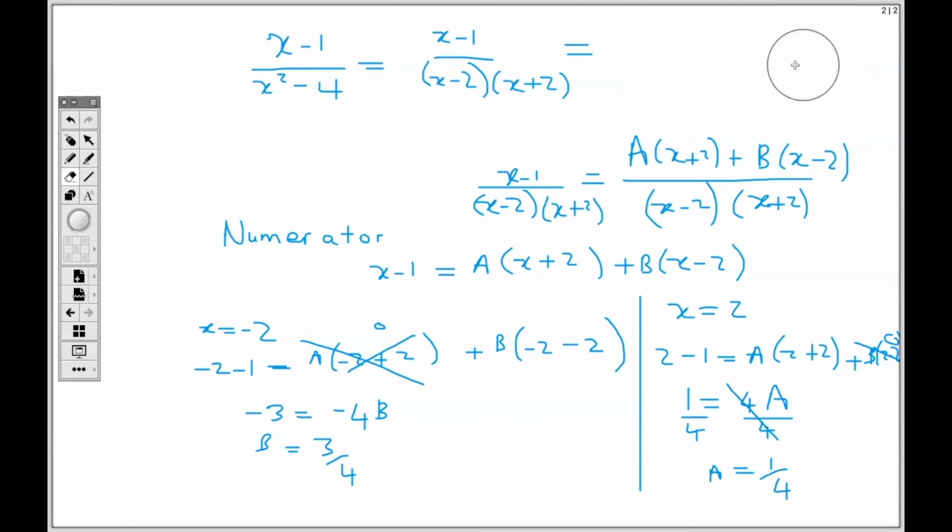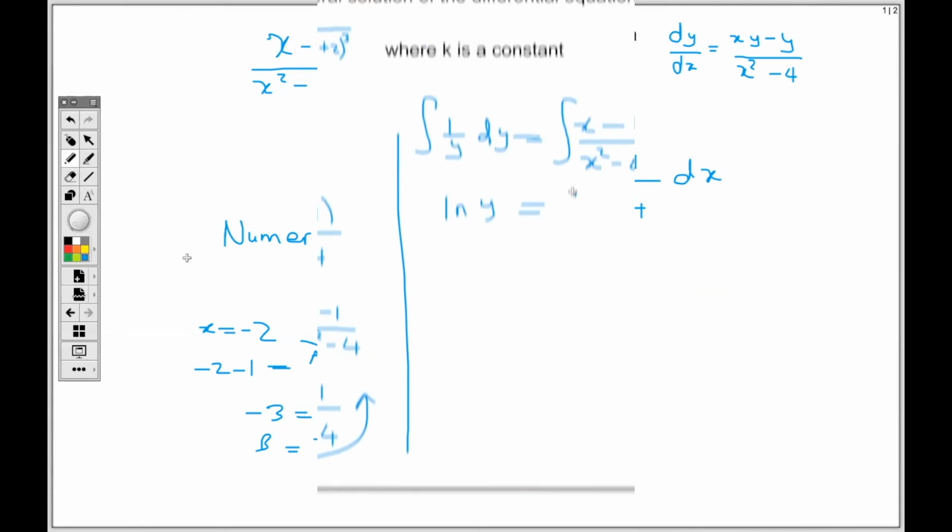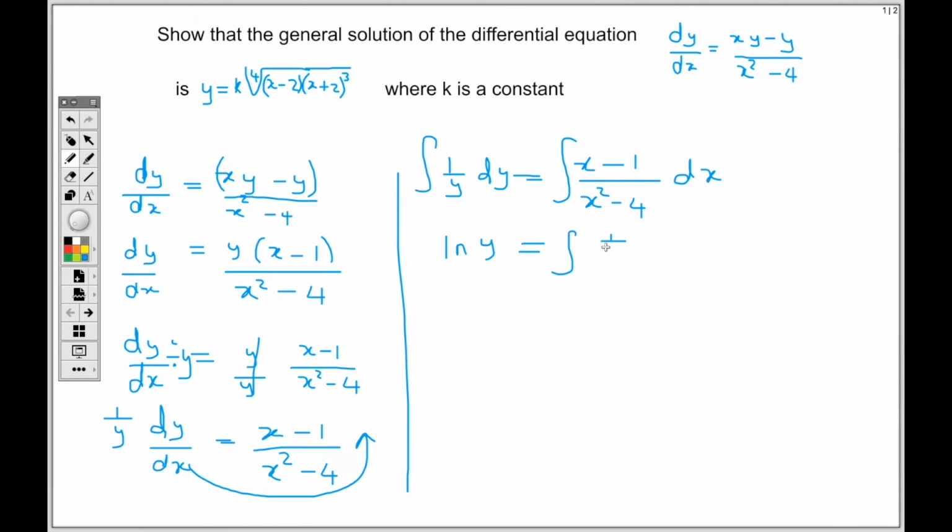So let's replace. So the partial fractions are a quarter over x minus 2, and some persons would rewrite it as 1 over 4 times x minus 2. That's the same thing. Plus 3/4 over x plus 2. So now to go back to the previous page, now replacing this with the partial fraction a quarter over x minus 2 plus 3 over 4 over x plus 2, and we're integrating with respect to x. That's what the dx means.